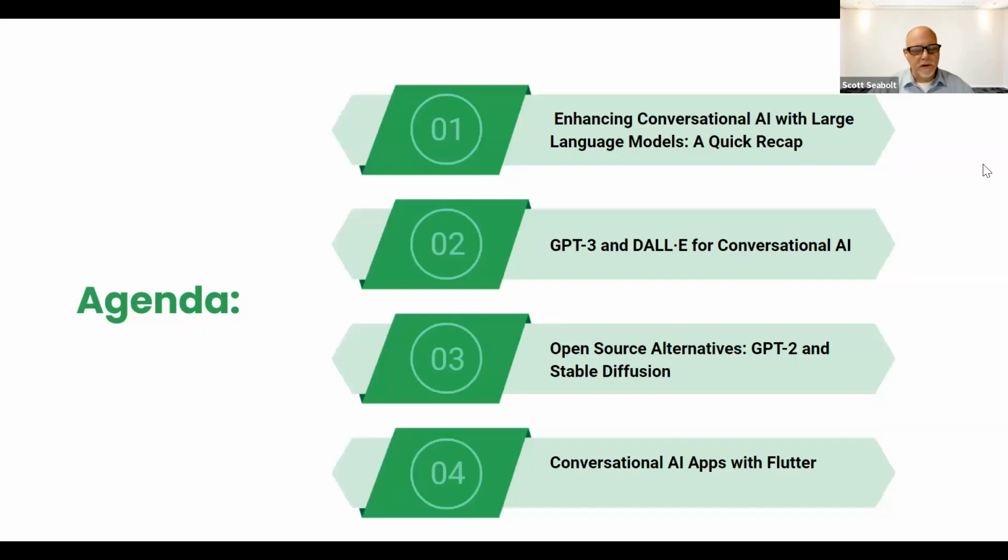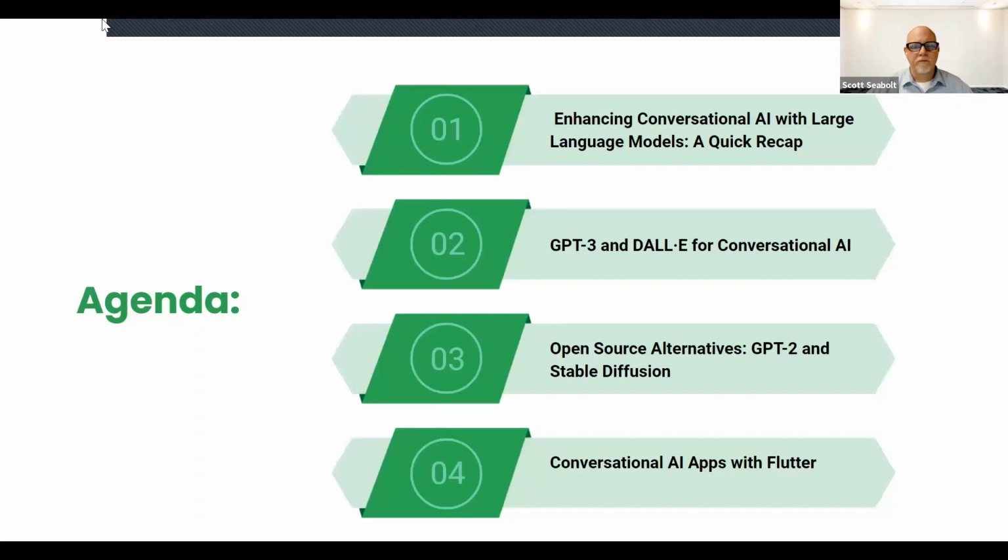And we'll specifically talk about it in terms of conversational AI. And then we'll talk about open source alternatives, around GPT-2 and Stable Diffusion, and then we'll kind of end up the session with talking about conversational AI apps using Flutter. So that'll kind of be where we're going for today. That's your little roadmap.